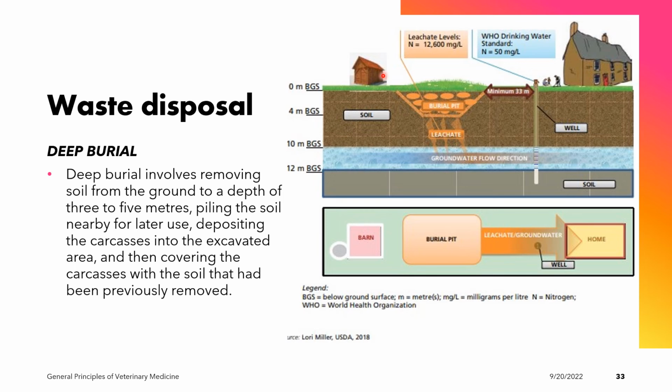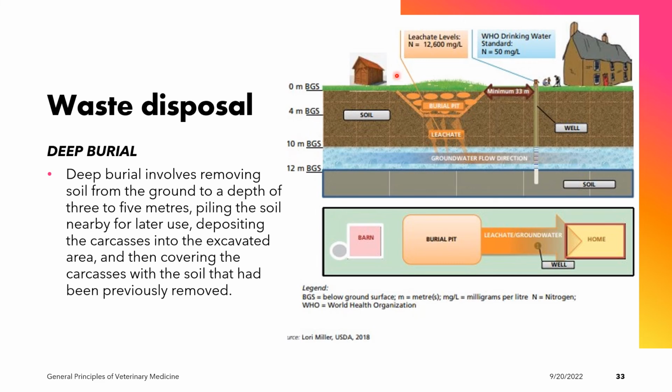This figure shows the schematic diagram of how the deep burial is being done. This area here represents how deep the structure will be. So this is a burial pit, where the animals will be disposed. And according to the reference, it is about 3 to 5 meters in depth.